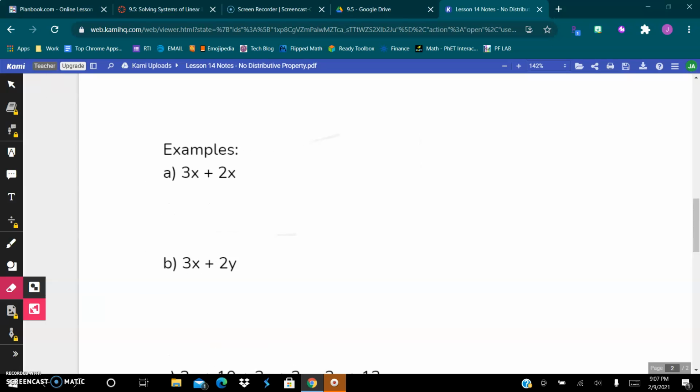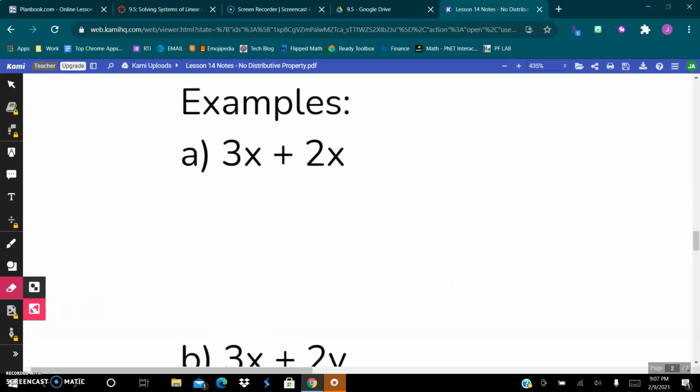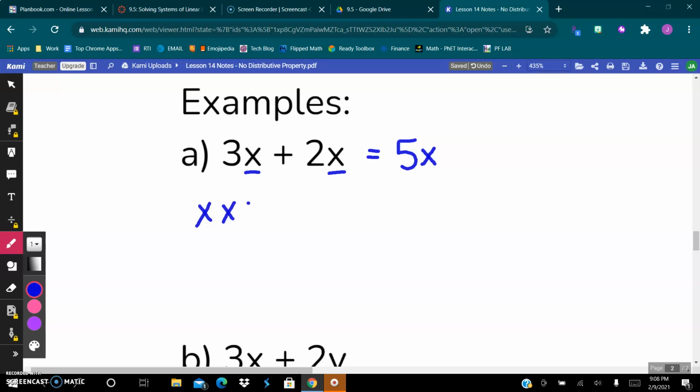So for examples here, I have 3x plus 2x. They have the same letter and their exponents are both 1. They're not written, but that's what they are. So I can go ahead and combine these. I can do 3x plus 2x. And 3 plus 2 is 5. And we have 5 x's. So if you thought about it, here is 3 x's, and then I'm going to add 2 more x's to my group. So how many x's do I have in total? I have 5 x's.